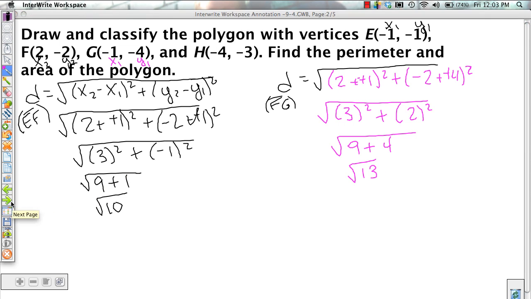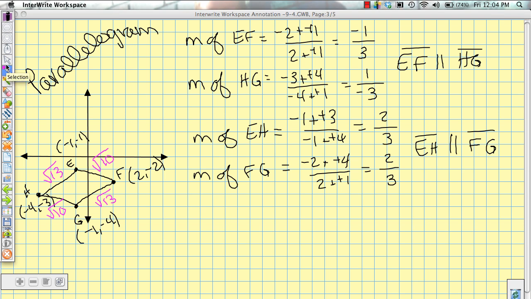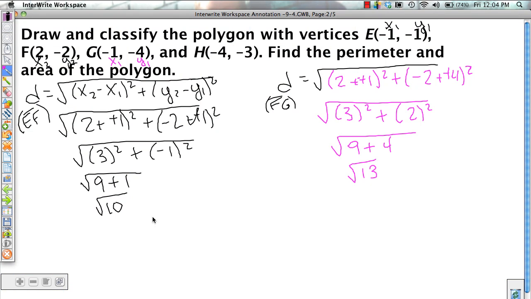So if we go back to our picture, we know that this is the square root of 10, which means the HG is the square root of 10, and that since FG is the square root of 13, we get that EH is also the square root of 13. So now if you're finding the perimeter, we have to add all of our sides. So the perimeter is the square root of 10 plus the square root of 10 plus the square root of 13 plus the square root of 13.